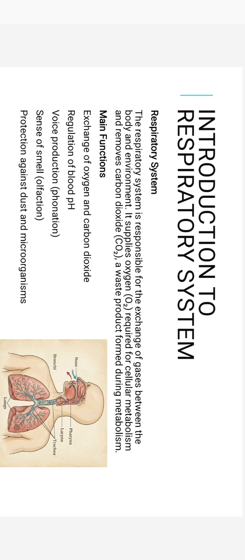Apart from gas exchange, the respiratory system also helps regulate blood pH. Since carbon dioxide affects acidity, controlling carbon dioxide levels helps maintain acid-base balance. Another important function is voice production. Sound is produced when air passes through the vocal cords present in the larynx. The respiratory system also contributes to smell sensation due to olfactory receptors in the nasal cavity. It protects the body by filtering dust particles, microorganisms, and harmful substances before they reach the lungs.